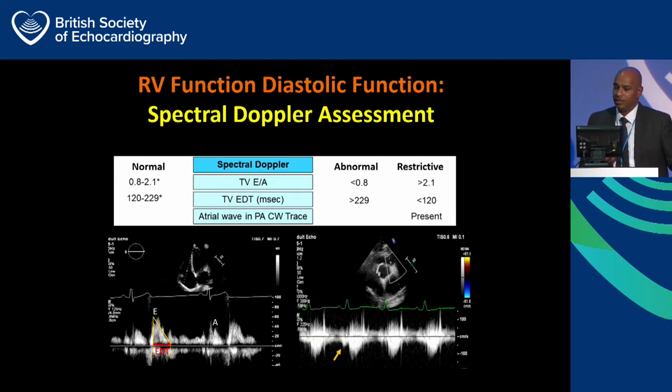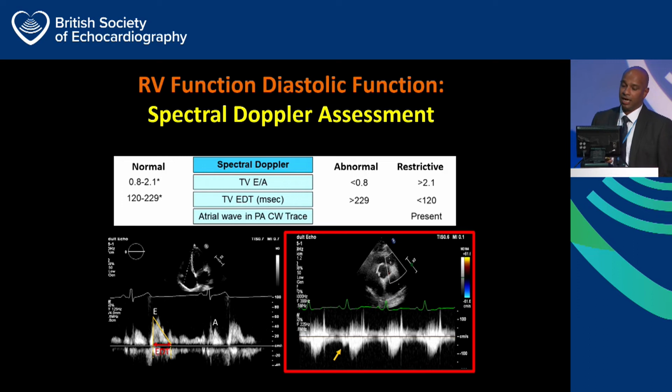The second group is your pulse wave Doppler on the tricuspid valve, looking at your E/A ratio and your deceleration time, as you would do with the mitral valve for left ventricular diastolic function. And you can also use continuous wave Doppler through the pulmonary valve. In severe restrictive physiology, because of the very high right atrial pressure, you get late diastolic forward flow from the atrium that you can sometimes see on the continuous wave Doppler traces, highlighted by the orange arrow.